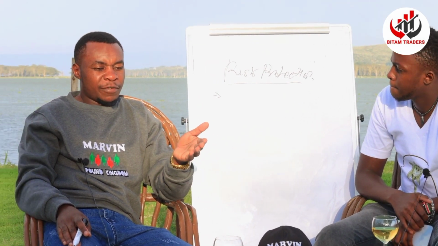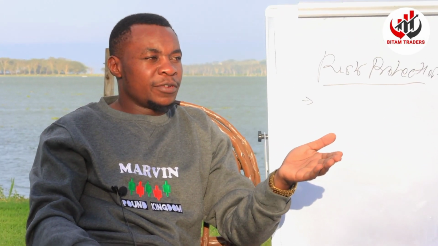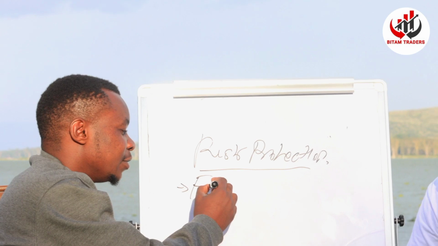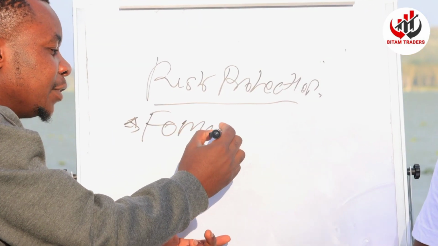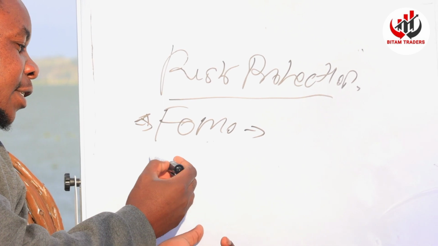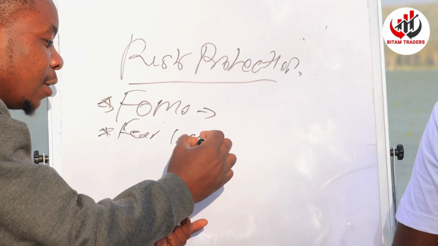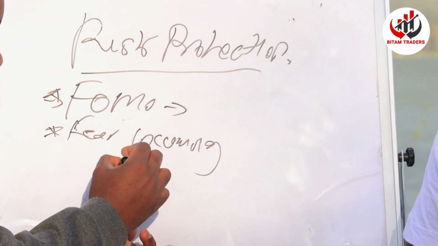So as much as you have a working strategy, you are so hopeful with your trade, you are so confident with the strategy as well. But again, there's that percentage of losing. So risk protection, protecting yourself against potential loss in a trade, is very important. And in this case, on risk protection, we're going to discuss what we call FOMO. FOMO means fear of missing out on an opportunity. We also have fear of incurring major loss.